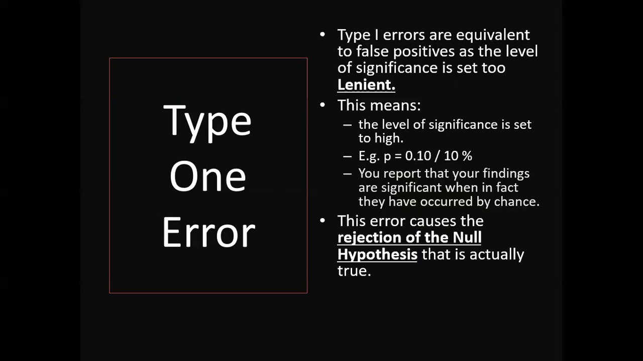And just like I've been saying, this error causes the rejection of the null hypothesis when it is actually true. And that's why it comes up with a false positive. We're accepting our alternative hypothesis, and that means we've actually proved what we set out to prove. Meanwhile, we should have accepted our null. Type 1: the level of significance is too lenient, too high.